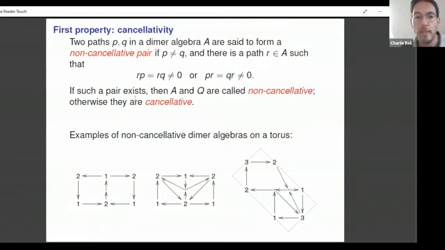So here are some examples of non-cancellative dimer algebras on a torus. In each of these cases, these are all on a torus, and the vertices with the same label are identified as the same vertex in the quiver. The first one looks just like the one I had up before, but now there are 2 arrows in the middle instead of 1. And here are just 2 other examples. We'll come back to these later.